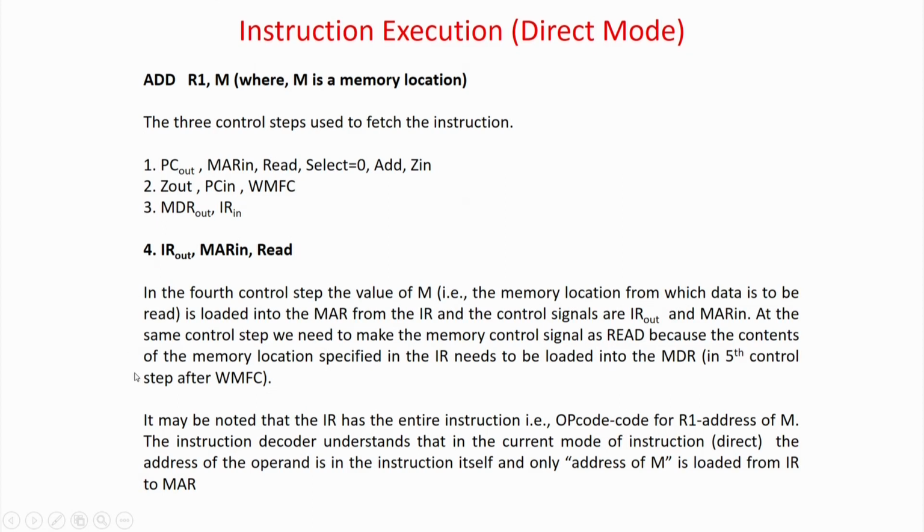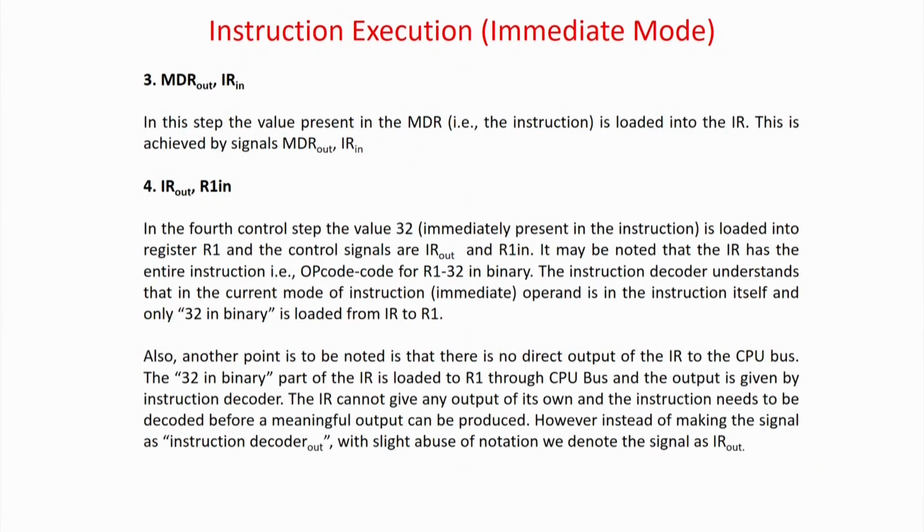Now once the instruction has been fetched, you will have the value add R1 M in your instruction register. So from here I have to extract the value of M and put it into the memory address, so that I can get the operand from there. So what I am doing is taking the instruction register value out and making MAR in. So it will take the value of M, which is your memory location.